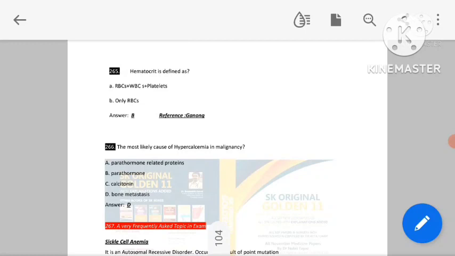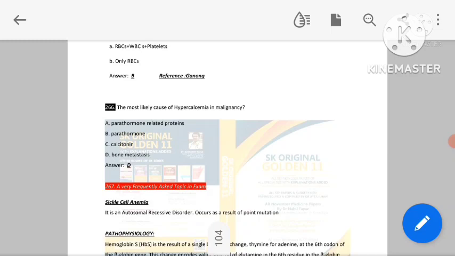Point number 265, hematocrit is defined as which of the following? Hematocrit is only RBCs. Remember, again, it is a controversial MCQ, but most of the books say hematocrit means only RBCs. Point number 266, the most likely cause of hypercalcemia in malignancy is parathyroid hormone related peptides. A is the answer. It is again a controversial MCQ. Some seniors say bone metastasis is the answer, but I am with the parathormone related protein, that is PTHrP. Parathormone related protein is the right answer for this question.